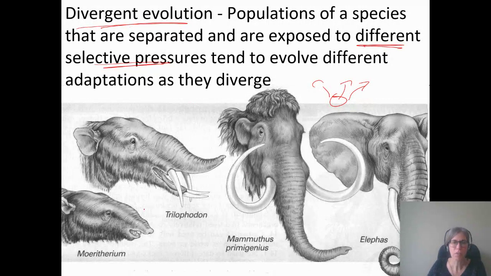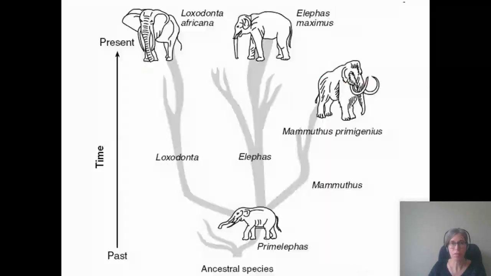So for example, all of these animals had a common ancestor that must have had kind of a longer nose and maybe biggish ears, but they were exposed to different selective pressures over time and ended up looking different. That's divergent evolution. So divergent evolution produces homologous structures.